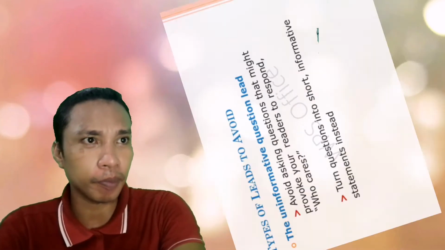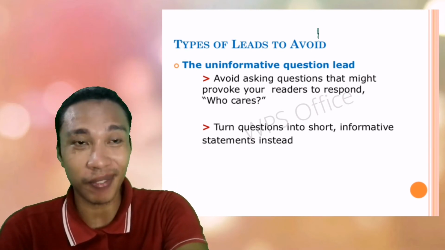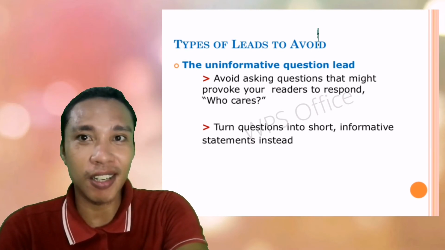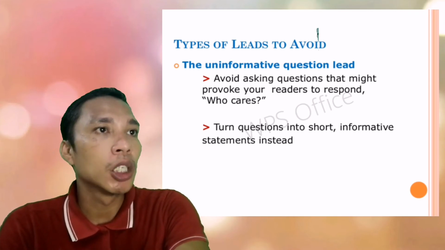Aside from the weird linkage or atypical lead, you should also avoid the uninformative question lead. Avoid asking questions that might provoke your readers to respond, "Who cares?" Okay, you should avoid that. Don't include it in your feature story. For this one, there's no need to do the activity anymore, okay, because I have a different activity for you guys to do. All right.